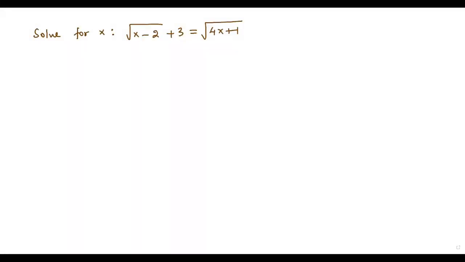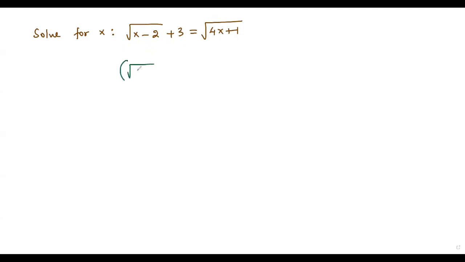Here we have a square root equation and we have to solve it for x. In this equation, I find a square root on the left side and on the right side as well. My first aim is to get rid of the square root. For that, I have to square both sides of the given equation.